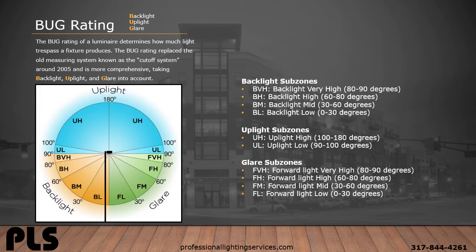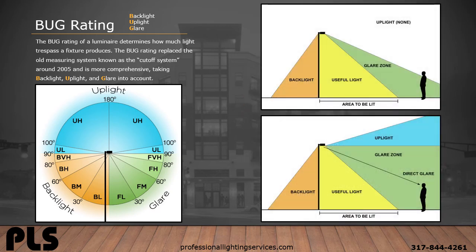This diagram shows a more technical view of the BUG rating. Each zone is divided into degrees with a description of the level of trespass in each direction. Glare deals with forward light, such as FVH, being forward very high. The images to the right depict the three components of the BUG rating plus the useful light of the fixture. The useful light is the area you want to be lit, the most important result of the fixture.